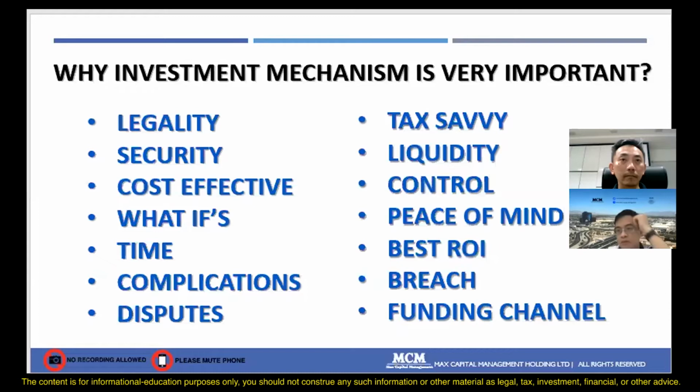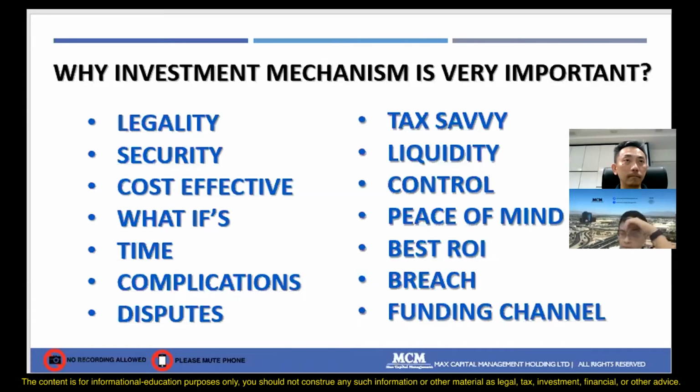And then when you talk about complication, when you look at the mechanism, some of the mechanisms are regulated and already have guidelines. So when they have all these guidelines, the complication will be a lot lesser. And also dispute. Dispute has something to do with the "what if" just now. So we want to make sure everybody is actually protected.